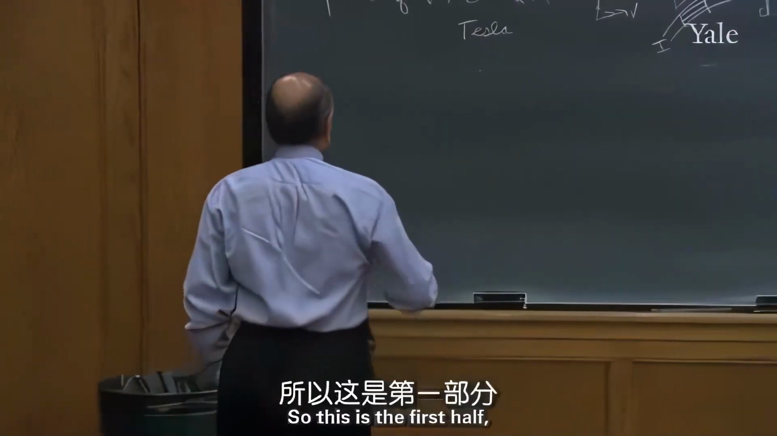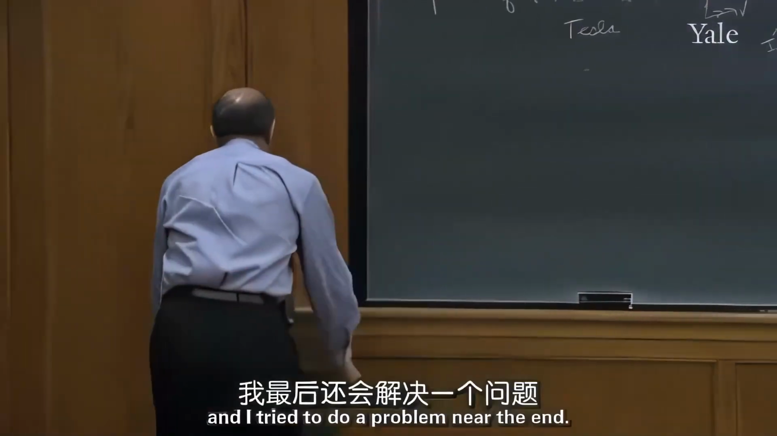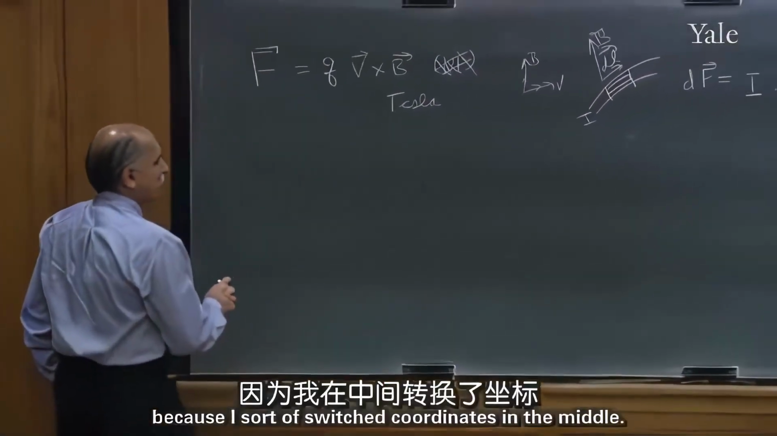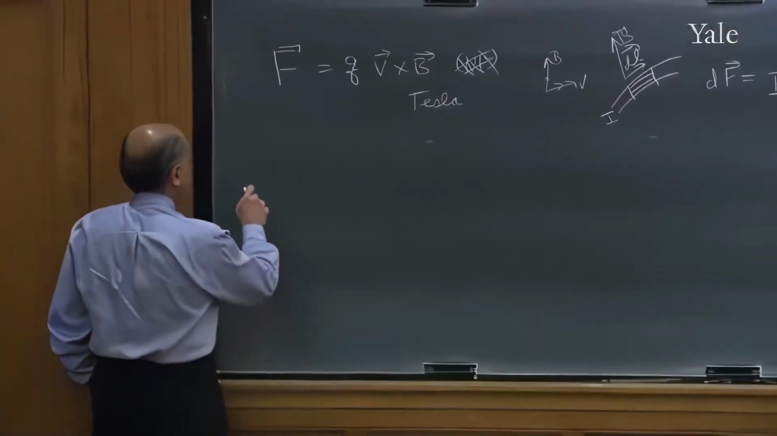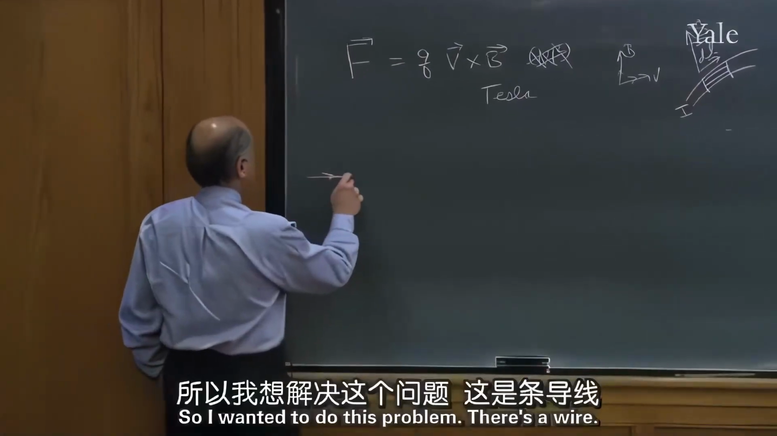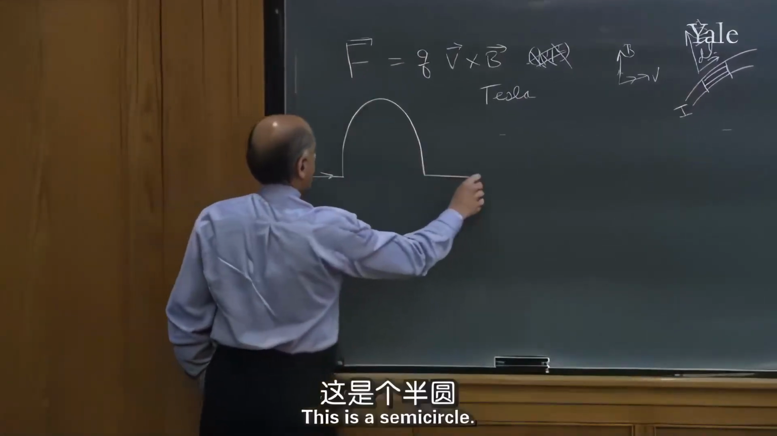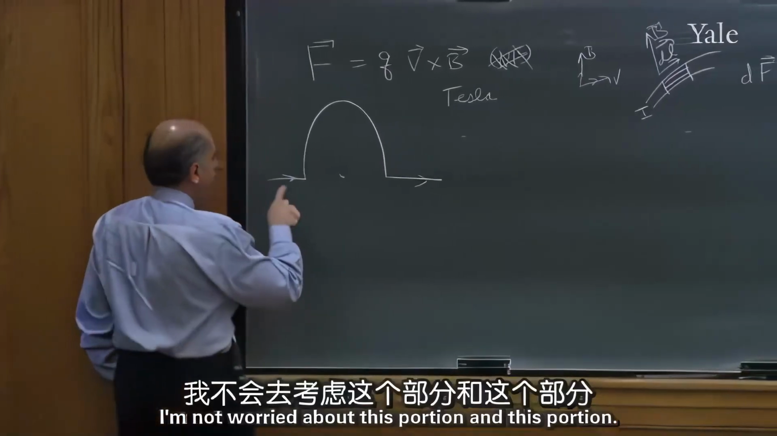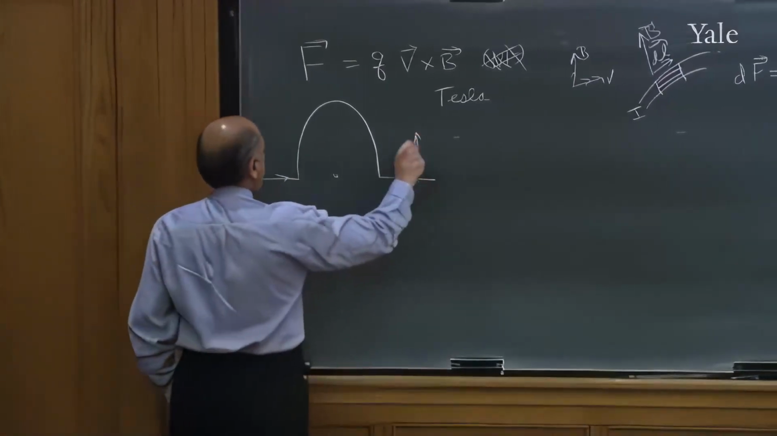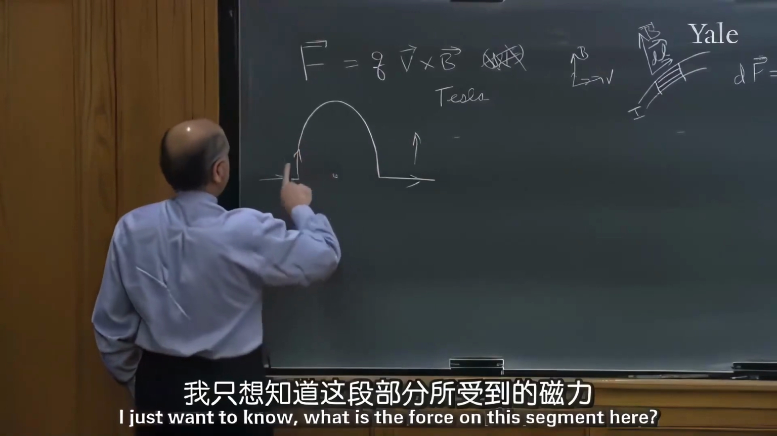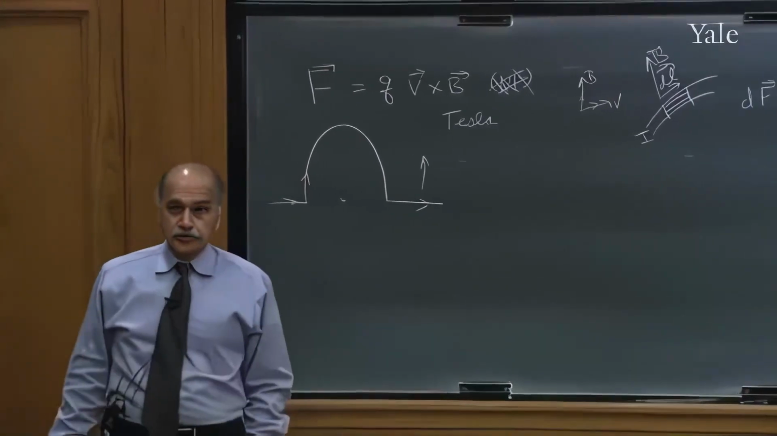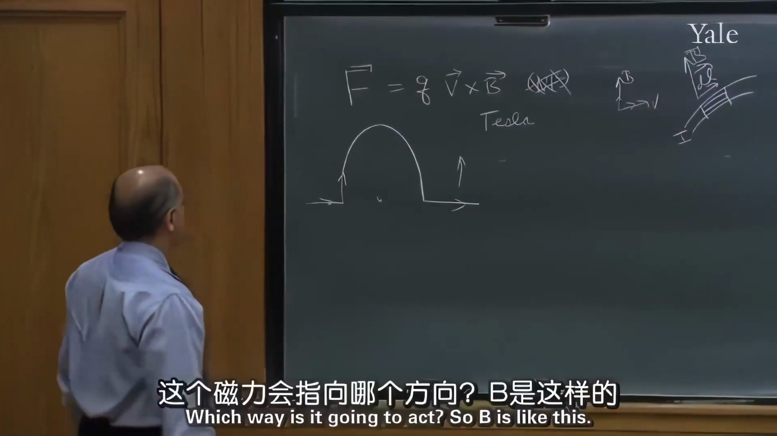So this is the first half, and I tried to do a problem near the end. Let me repeat that, because I sort of switched coordinates, I think, in the middle. So I wanted to do this problem. That's a wire. This is a semicircle. I'm not worried about this portion and this portion. I just want to know what is the force on this segment here. Which way is it going to act?